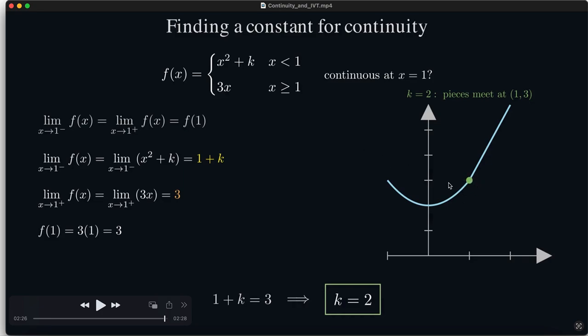So again, notice from this function here, before 1, when x is less than 1, you have a parabola. But notice this is very subtle. After 1, you have a line. See how this is a straight line right here. So you're piecing a line with a parabola, and the only way for this to be continuous is that if k is 2, then the parabola and the line meet exactly at the same spot, and we have continuity. But if k is not 2, then you might have a jump here, right? You might have a gap here that makes it not continuous.